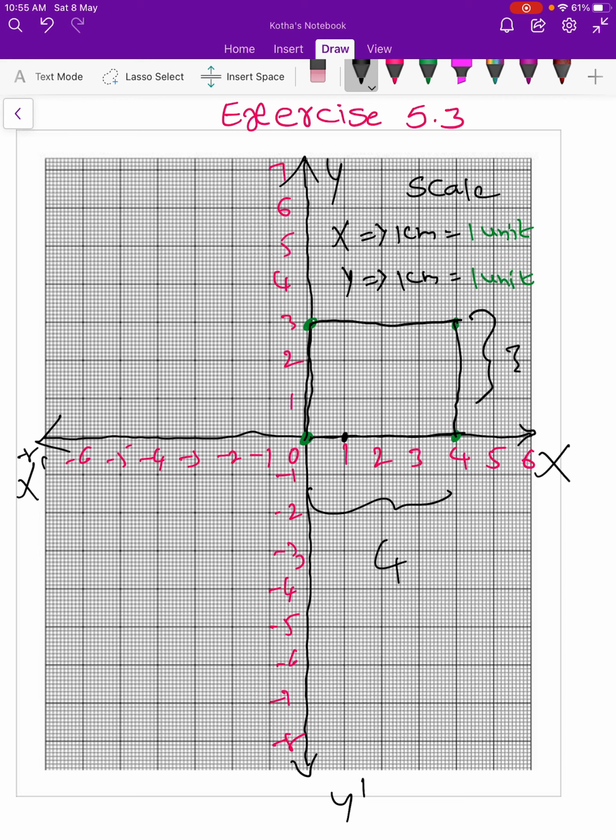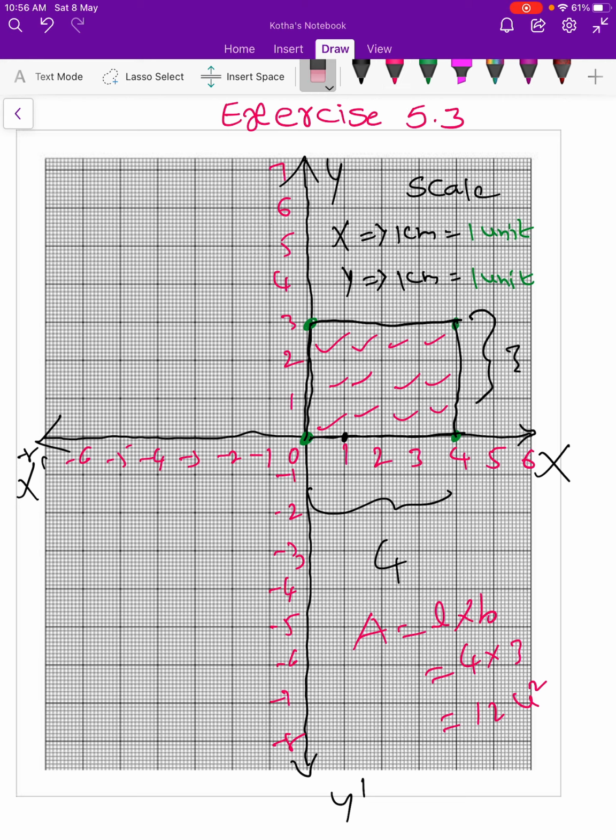This is the rectangle, and he is asking to find the area of the rectangle also. The area of a rectangle formula is A = L × B. Here 4 is the length and the breadth is 3. So 4 threes are 12 square units. Instead, we can also count the number of boxes: 1, 2, 3, 4, 5, 6, 7, 8, 9, 10, 11, 12. So total 12 boxes are there. So 12 square units is the area of that particular rectangle.